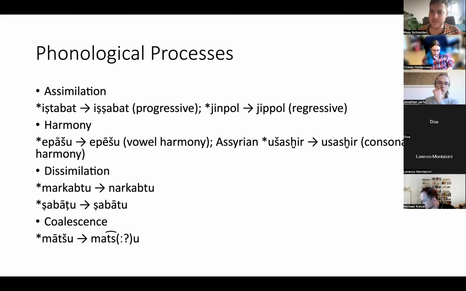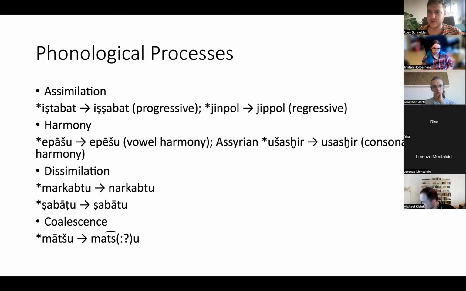Harmony is basically the same thing, only it happens over a larger domain. So assimilating sounds must be adjacent, and harmonic sounds are not adjacent. So it's when one sound assimilates to another sound, but they're not next to each other. And there are some examples here.